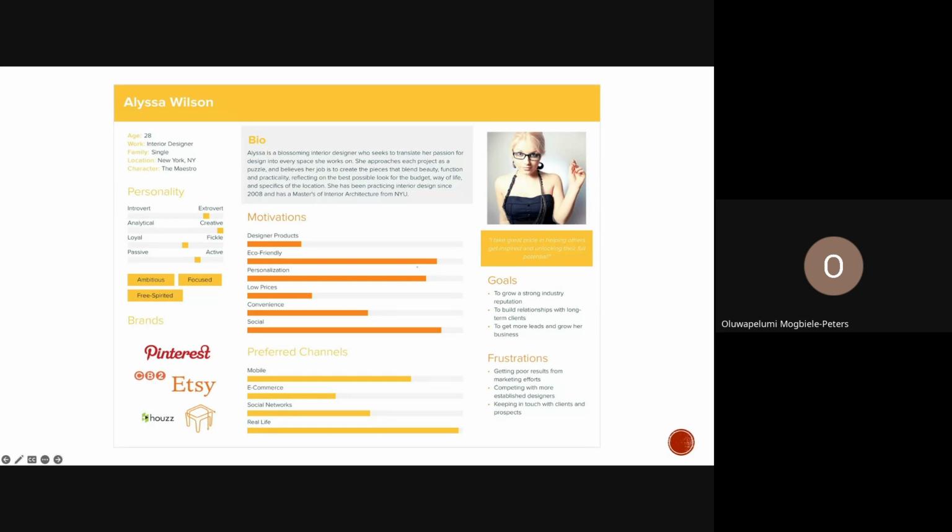It means the product must have very good UI because she's a creative person. It must be eco-friendly. Your product must not be causing another nuisance in the ecology. She must be able to personalize it. It must be cheap for her. It must be convenient for her to use. And she must be able to share her posts, and how she's using it, on social media.